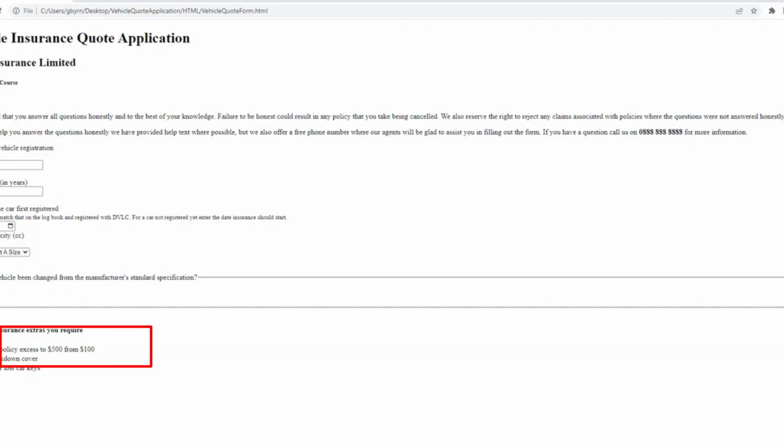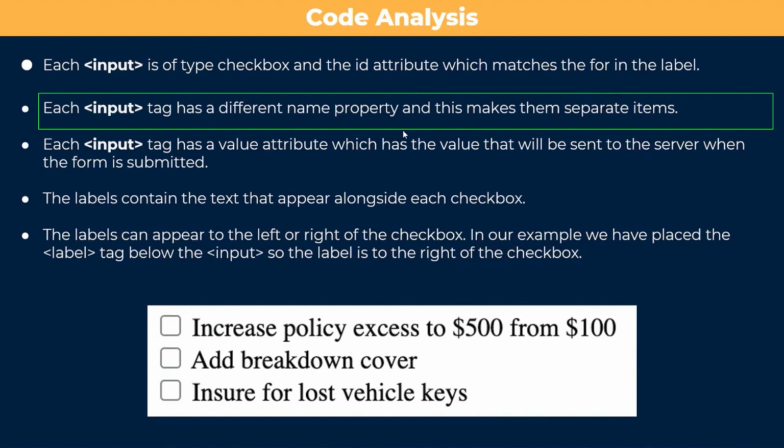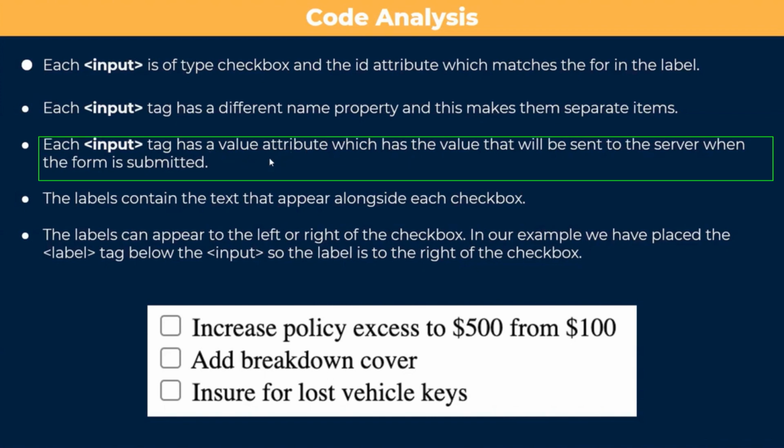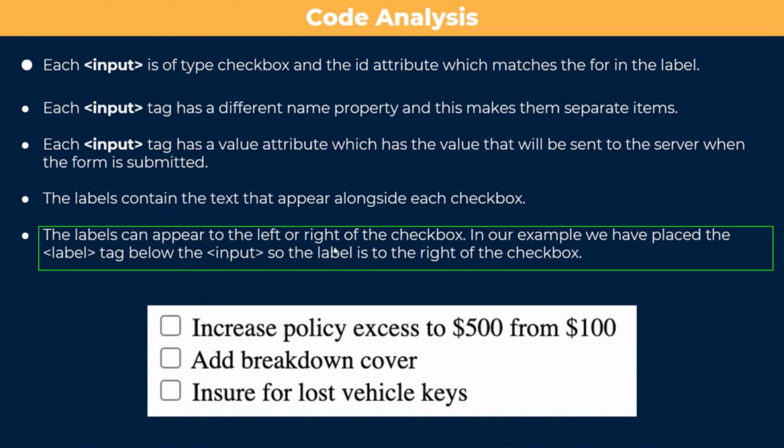Now I'll explain the code. So each input is of type checkbox and the ID attribute which matches the for in the label. Each input tag has a different name, and this makes them separate, whereas in the radio, they were the same. Each tag has a value which will be sent to the server, and the label contains the text that appears alongside each checkbox. The labels can appear to the left or to the right, and in our example, we'll place the label to the right.